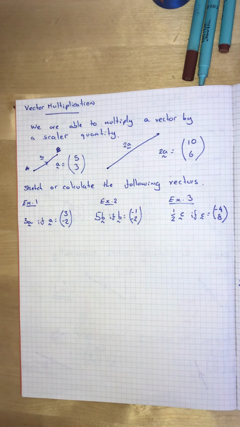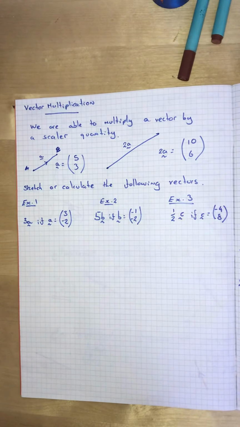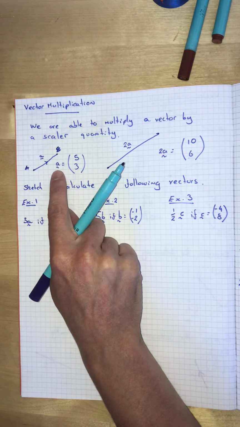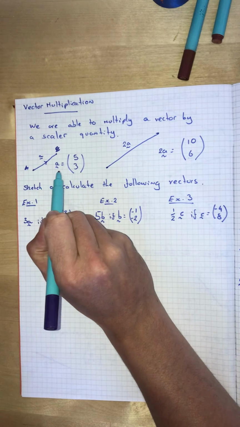Hi. So in this video, we're going to talk about vector multiplication. So we are able to multiply a vector by a scalar quantity, which hopefully, if you remember from the last video, we learned that a scalar is just a numerical value. So we can look at these two vectors, with the vector A, and so it's 5 along and 3 up.